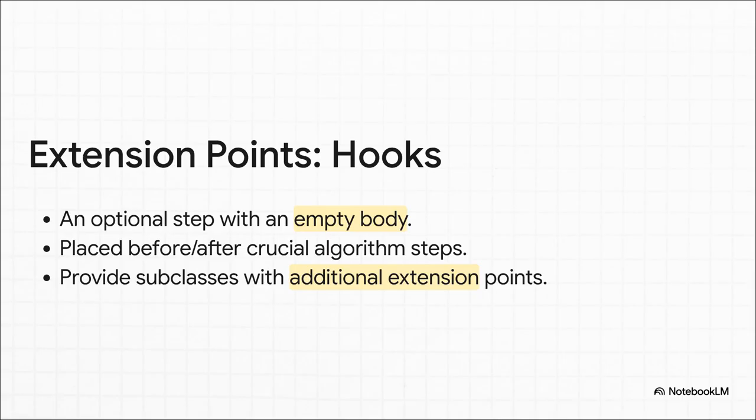But wait, there's one more really cool feature we can add, something called hooks. A hook is basically an optional step that's empty by default. It's like a little placeholder you can stick into your algorithm. For example, you could put a hook called before attack right before the main attack step. Now, most of your AIs would just ignore it, but a special berserker AI could override that hook to, say, trigger a rage mode just before it attacks. It's a way to add extra specialized logic without messing with the core steps at all.